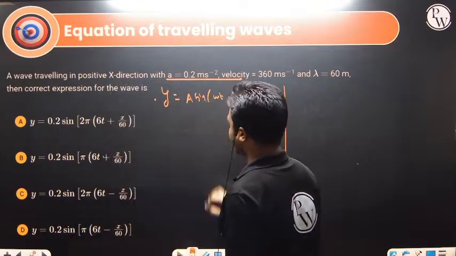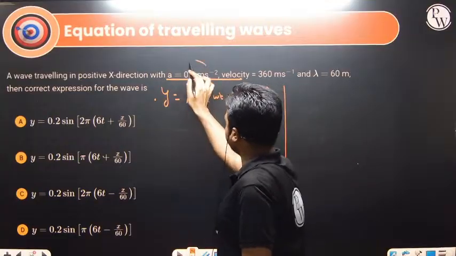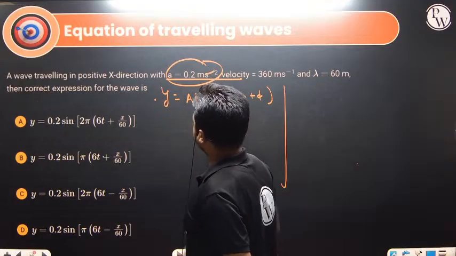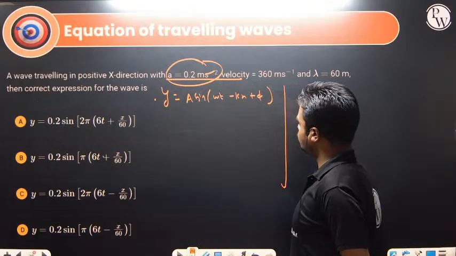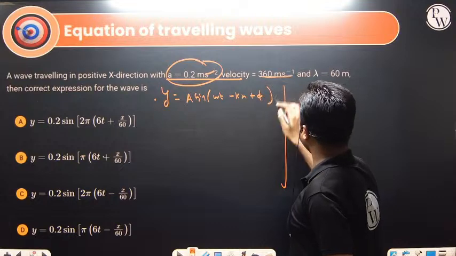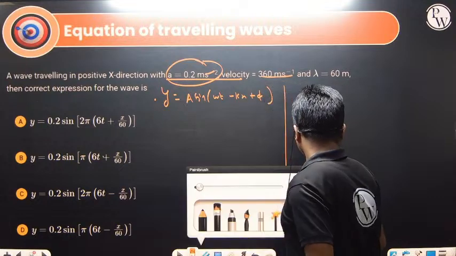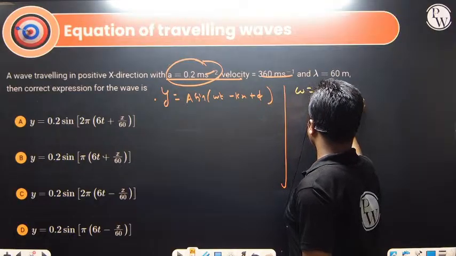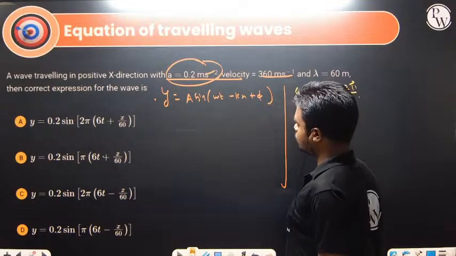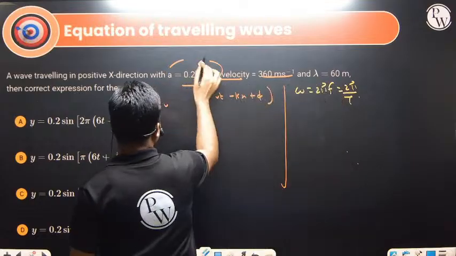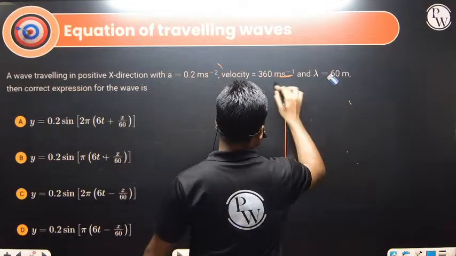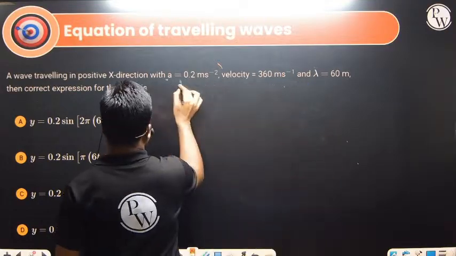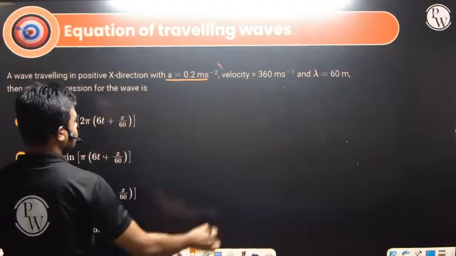What are the different terms? A should be the amplitude, so we can check the amplitude in all options. Here a is 0.2 meter, velocity is 360 meter per second, lambda is 60. This particular term is omega. What is omega? 2 pi f, that is 2 pi by T. So we have to check the different equations from here. This one I'd say a is 0.2 meter per second square. What is velocity? 360 meter per second.